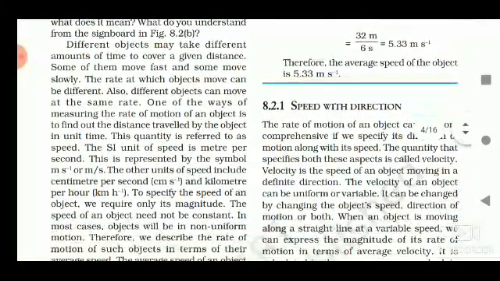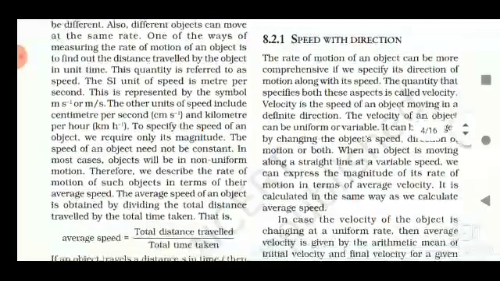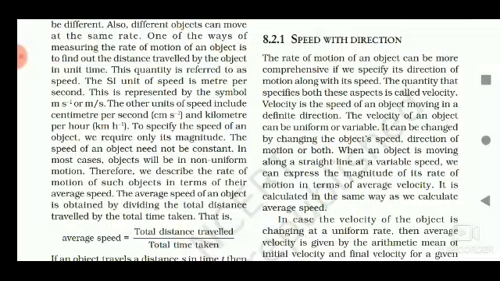Next, the rate of motion of an object can be more comprehensive if we specify its direction of motion along with its speed. And the quantity that specifies both these aspects is called velocity. So when speed is expressed with direction, then that quantity is known as velocity. That means velocity has both magnitude and direction.